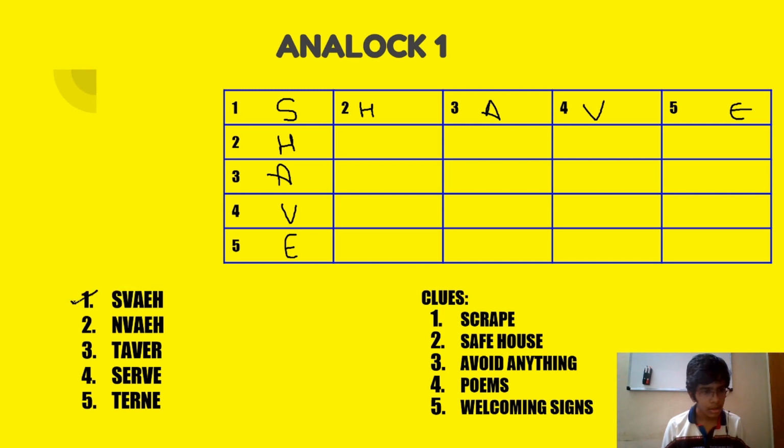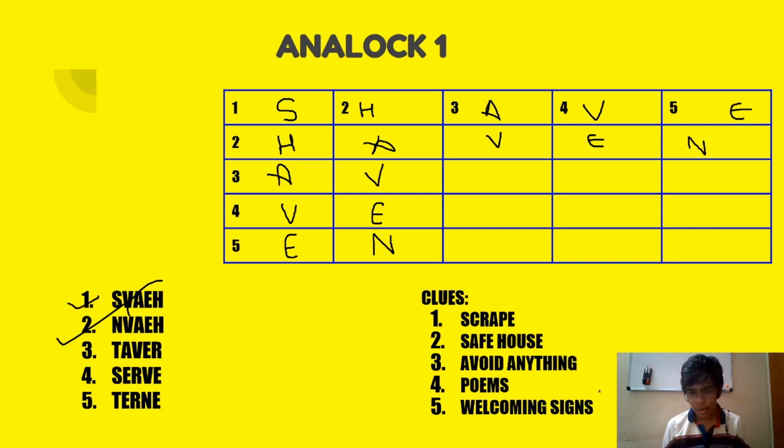First part is over. Now let us look at safe house, and it's HAV, heaven. So heaven is a word. HAVEN. Forgive me for my handwriting. HAVEN. So we have completed number 2 as well, and number 1 as well.